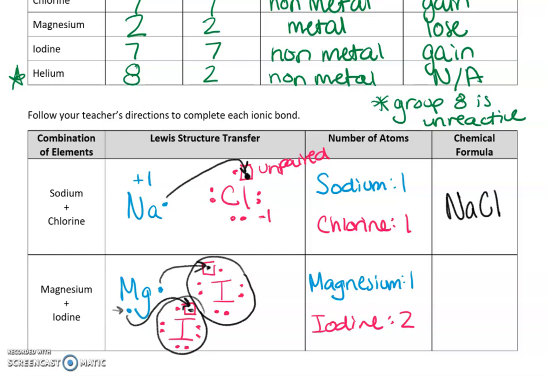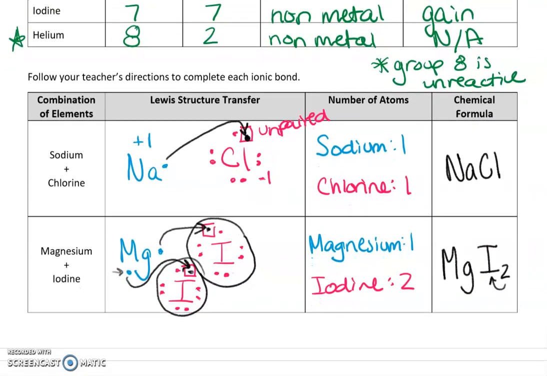Our metal always goes first, so we are going to write our element symbol of magnesium, and then we're going to write our element symbol of iodine. However, we need to represent that there are two atoms of iodine, so we're going to add a 2 as a subscript after the I for iodine, showing that we have two of these elements. So once again, this chemical formula, MgI2, shows that you have one magnesium atom bonding with two iodine atoms. We're going to do one more example together.